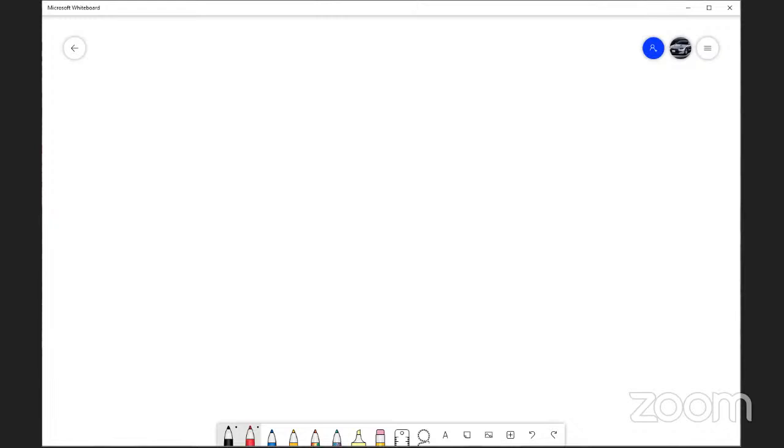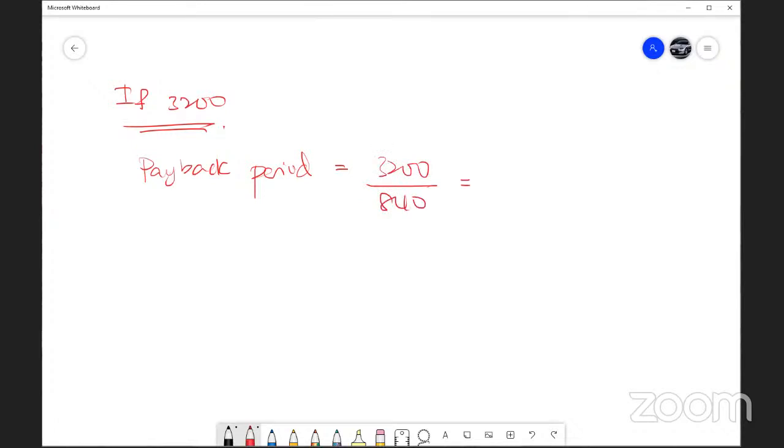So when you count the payback, it's very simple. Let's say the initial cost is 3,200. It doesn't care about the cash inflow, so you just take the initial cost of 3,200. Your payback period is 3,200 divided by 840 per year. So let's see how many years you get back your payback period.